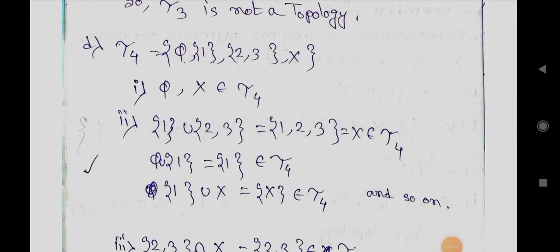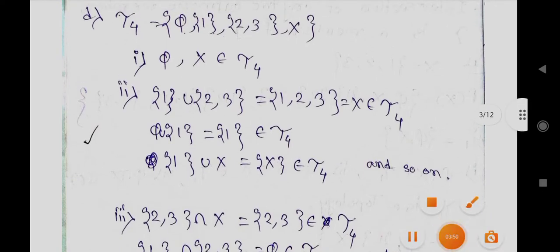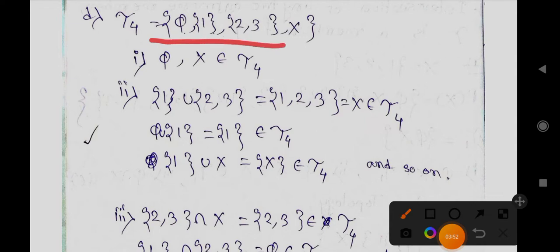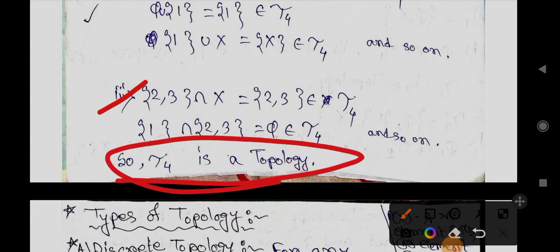Now check for tau 4. Tau 4 equals {phi, {1}, {2,3} and X}. This condition is satisfied, this condition is satisfied, and this condition is also satisfied. So tau 4 is a topology.